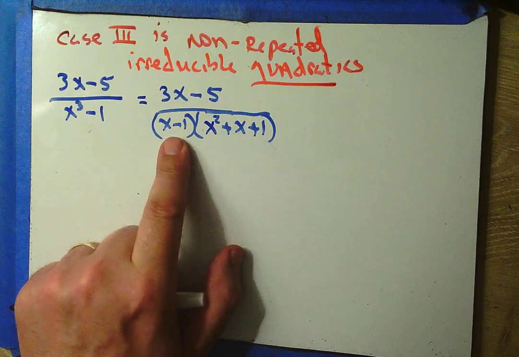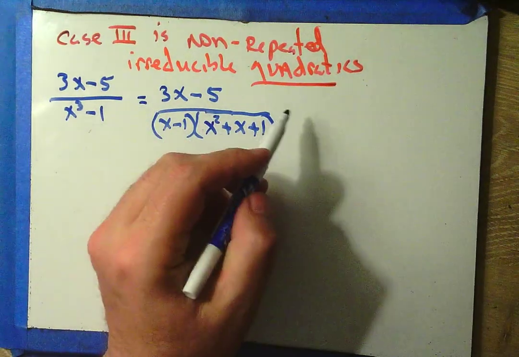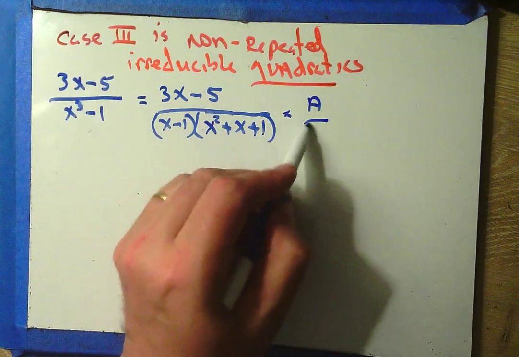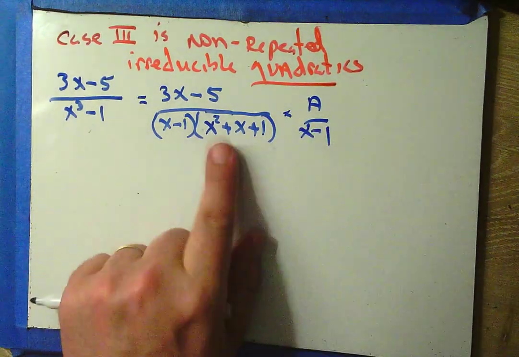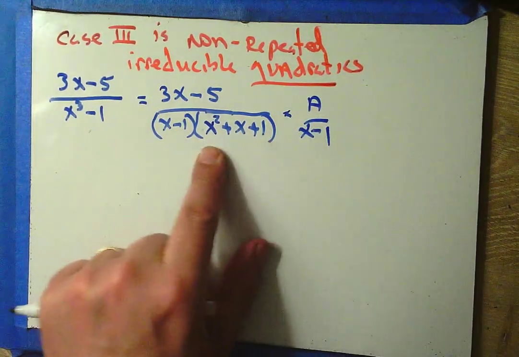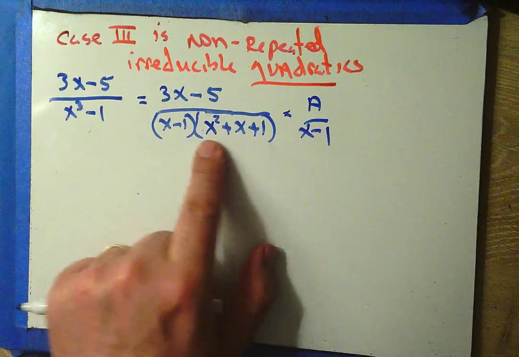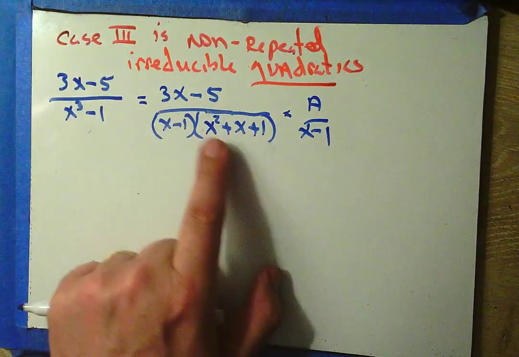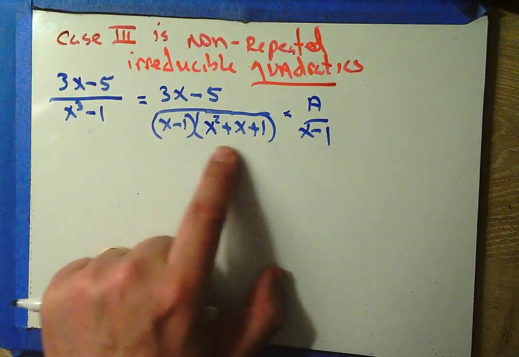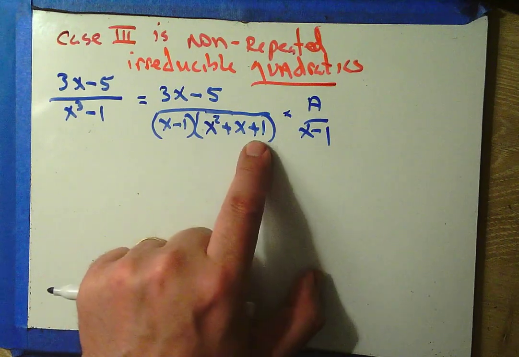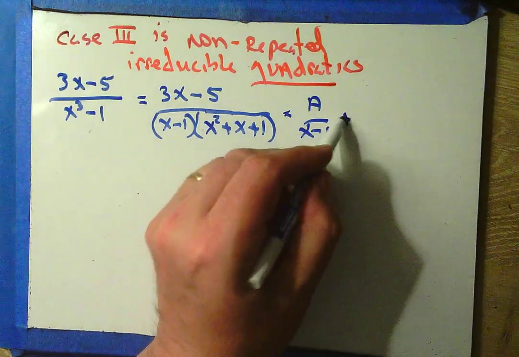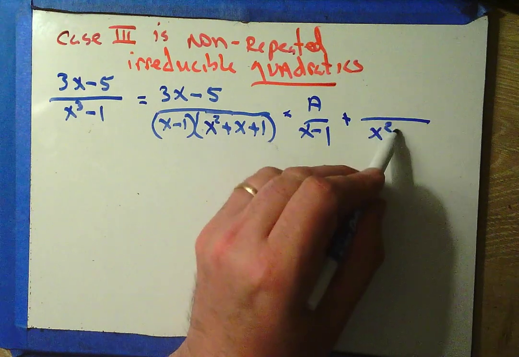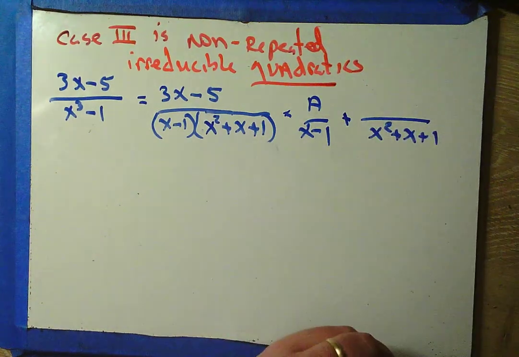This is not repeated, so this is case 1 over here, and I can just write A over x minus 1. But this is my irreducible quadratic. This is what makes this problem a case 3 problem. I've got this irreducible quadratic. I can't factor this to linear factors. So I'm going to do x squared plus x plus 1.